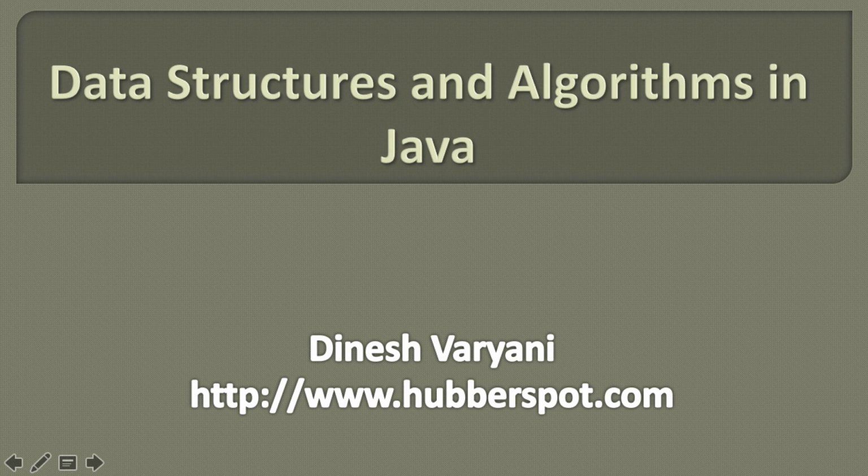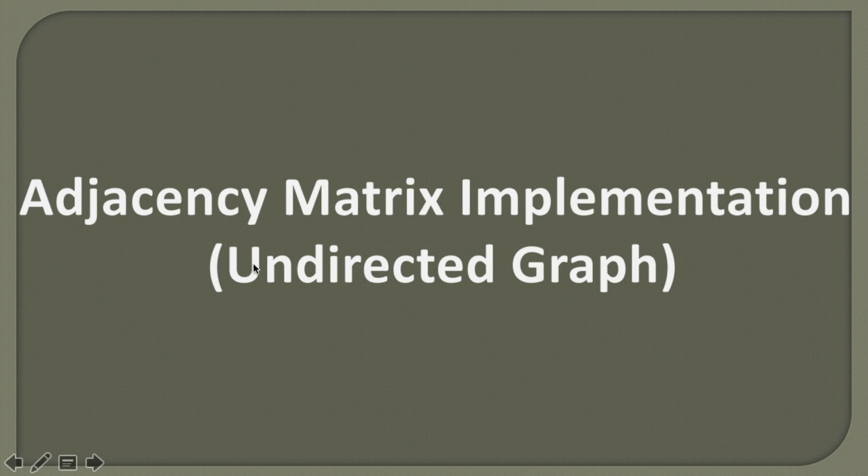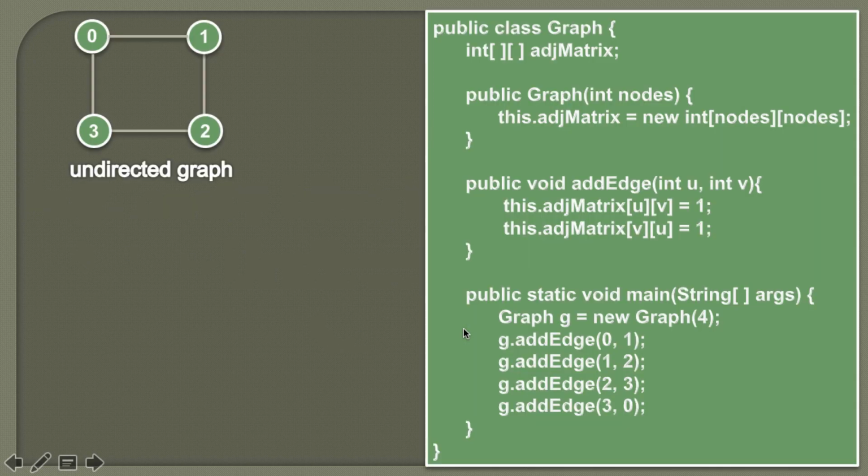Friends, in this tutorial we will discuss the adjacency matrix implementation of an undirected graph. So friends, in our previous tutorial we discussed what is an adjacency matrix and how we can represent an undirected graph into it. So in this tutorial we will see how we can implement an adjacency matrix to represent an undirected graph through a demonstration.